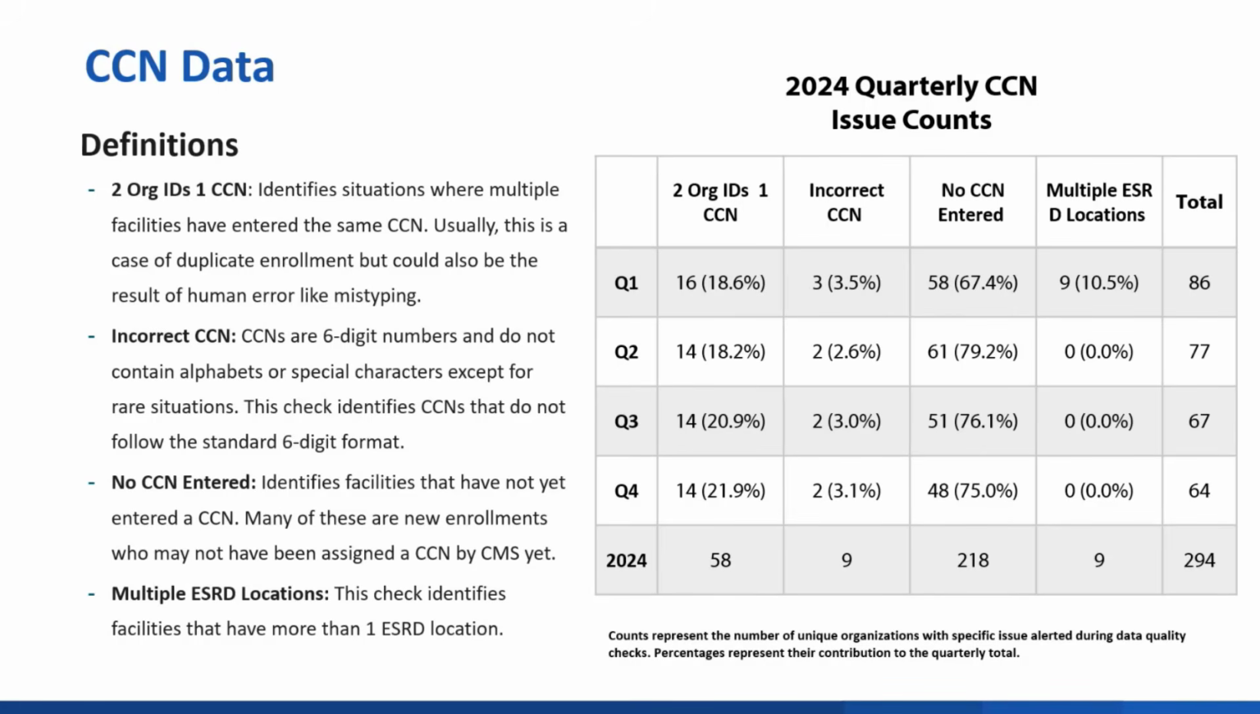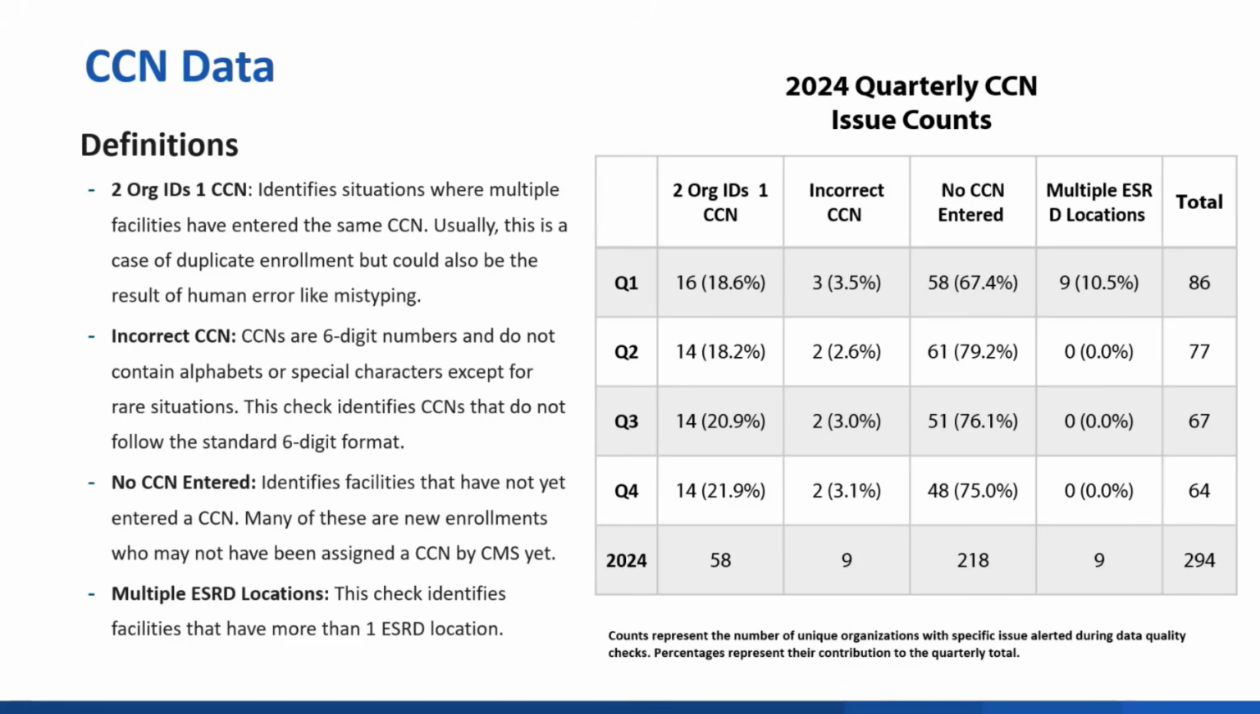This is the CCN data. Similar to the event data, there's also 4 different alerts that they can have. The first one is 2 org IDs with 1 CCN. This is what I was talking about before, where we're looking for anything that's unexpected. This is when 2 facilities have the same CCN, which isn't what we would expect. And then it would be hard for us to decide which facility would get the numerator or denominator data applied to it, for example. Incorrect CCN. This is when the CCN is in a weird format, no CCN entered, and then multiple ESRD locations.